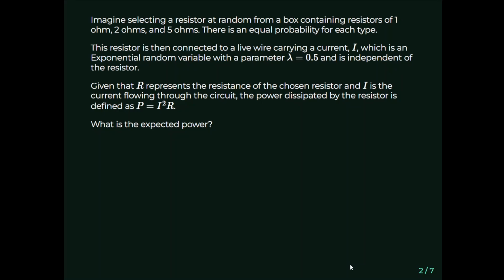That's important later on. Given that R represents the resistance of the chosen resistor, which could be a 1 ohm, 2 ohm, or 5 ohm resistor, and I is the current flowing through the circuit, the power dissipated by the resistor is defined as P equals I squared times R. What is the expected power? That is our question.